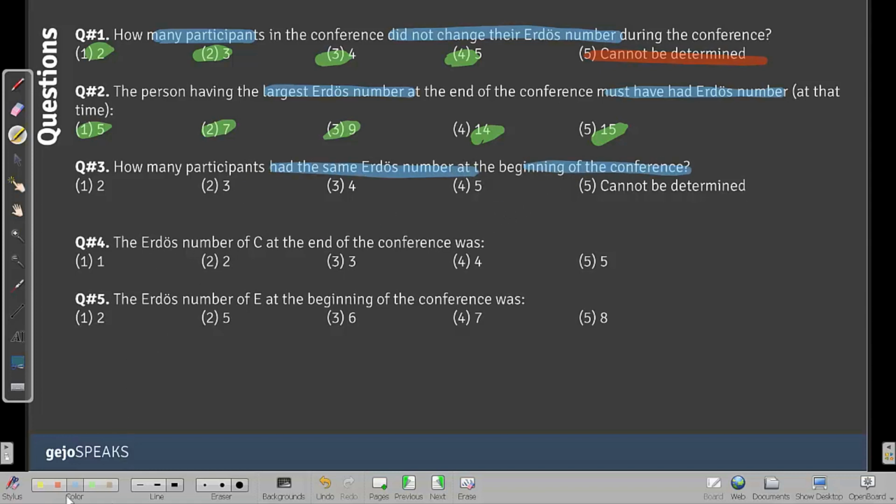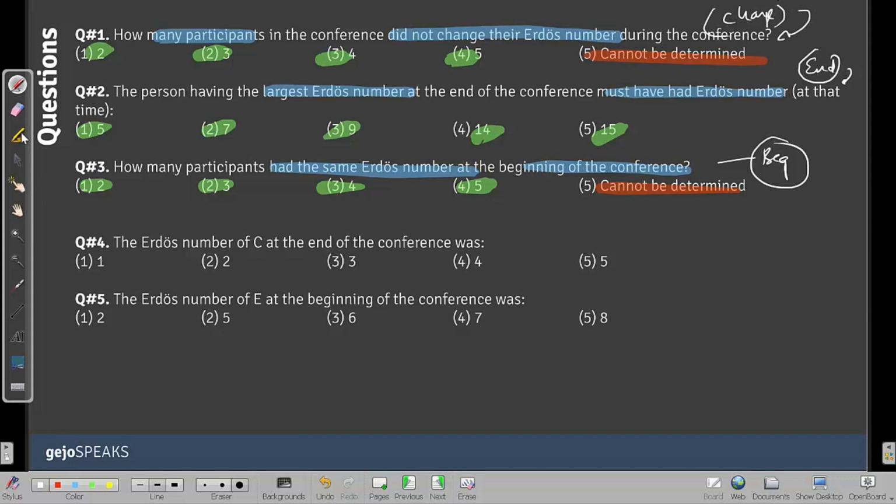So now, at the beginning of the conference, we have options: cannot be determined, 2, 3, 4 and 5. So therefore one of the things that is important is what happened at the beginning, and what happened at the end is also important for this question. And what is the change that happened during the conference.